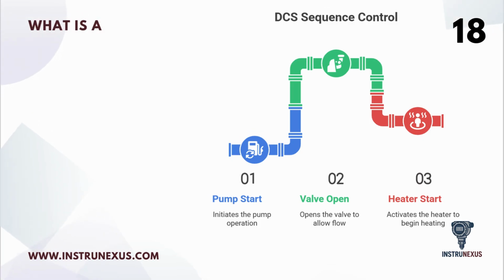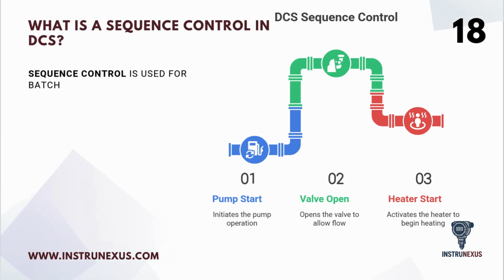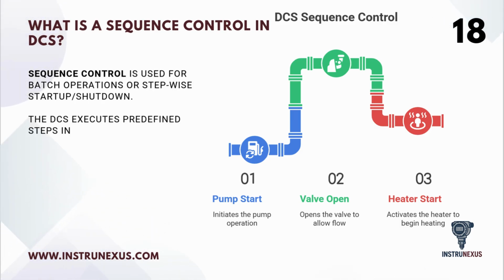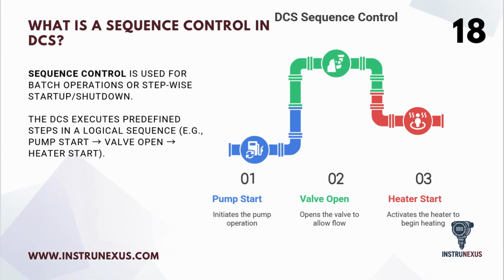What is a sequence control in DCS? Sequence control is used for batch operations or stepwise startup/shutdown. The DCS executes predefined steps in a logical sequence, e.g., pump start, valve open, heater start.